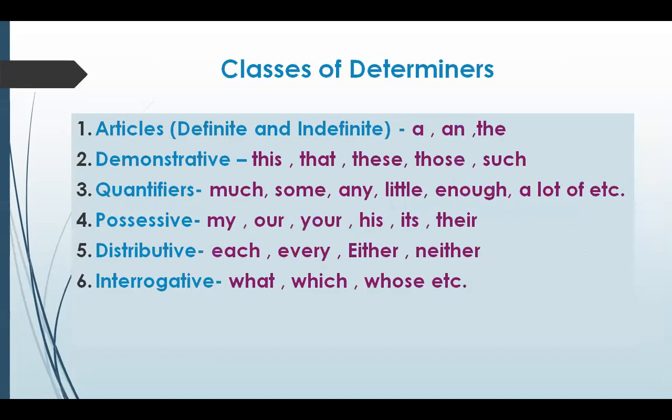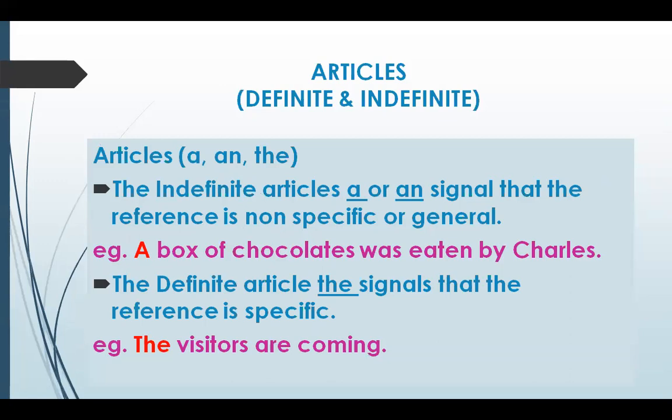Different classes of determiners. So what are the different categories in which determiners can be classified? These are articles, demonstratives, quantifiers, possessives, distributives, interrogatives. So let's understand all these one by one. So let's start from articles.